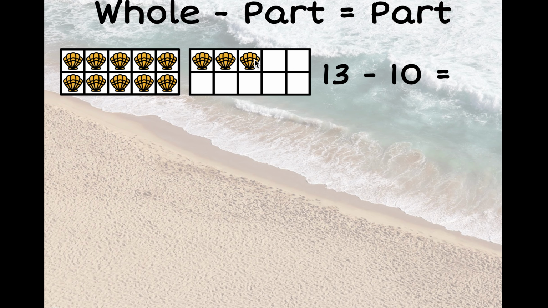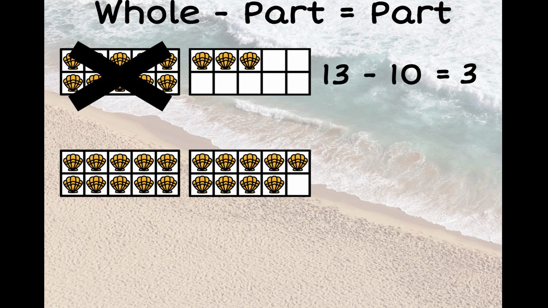I'm not going to start here and go 1, 2, 3, 4, 5, 6, 7, 8, 9, 10, and cross out those shells. That would be silly. I'm taking away 10, and look, right here, boom, I have 10. So I'm going to cross that out. What am I left with? 3. Easy peasy, lemon squeezy.